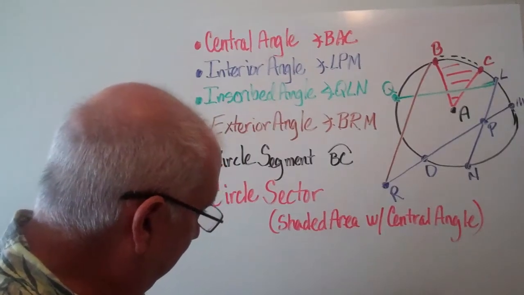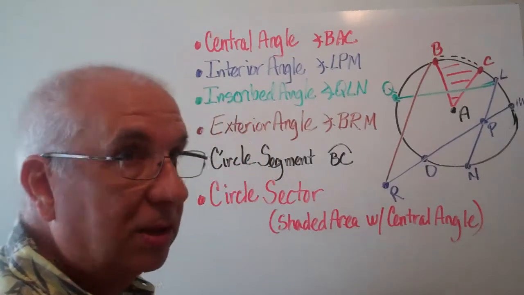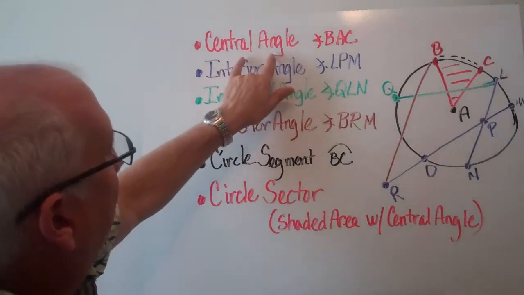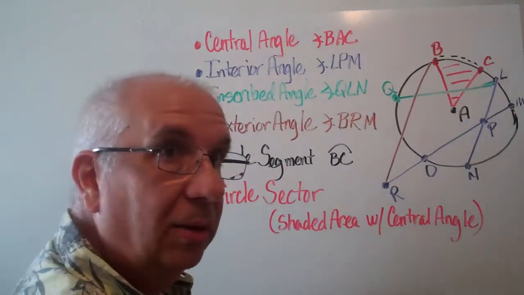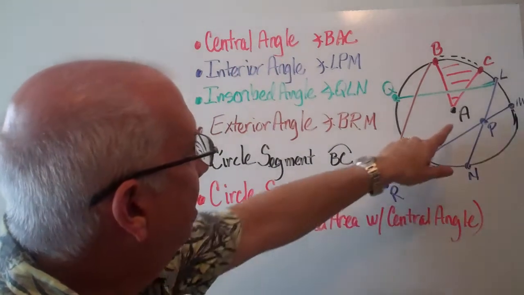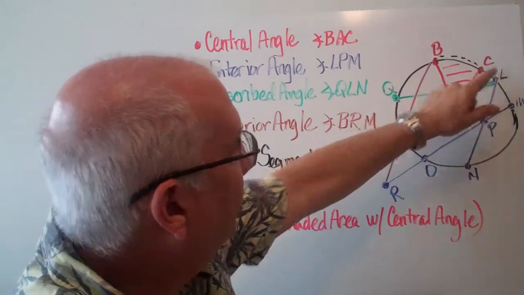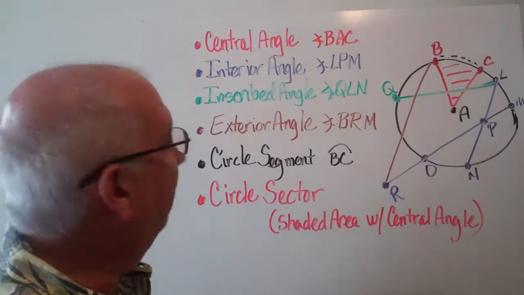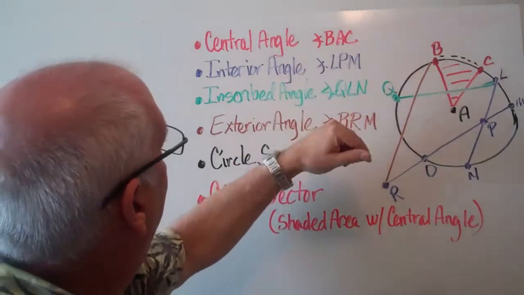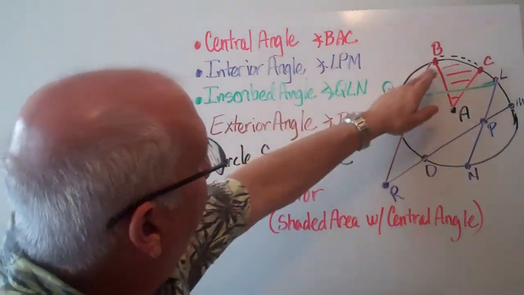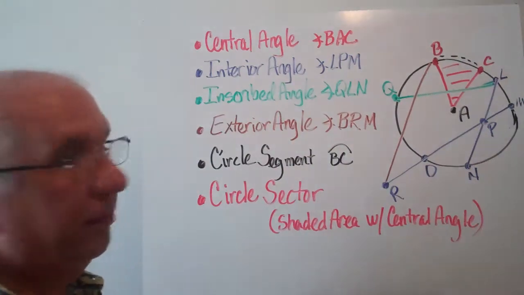This one's a little more messy. You're going to have to think about this a little more. First one is the central angle. A central angle is an angle whose vertex is at the center of the circle, A, and it has 2 points on its circumference. So an example of a central angle is angle BAC.